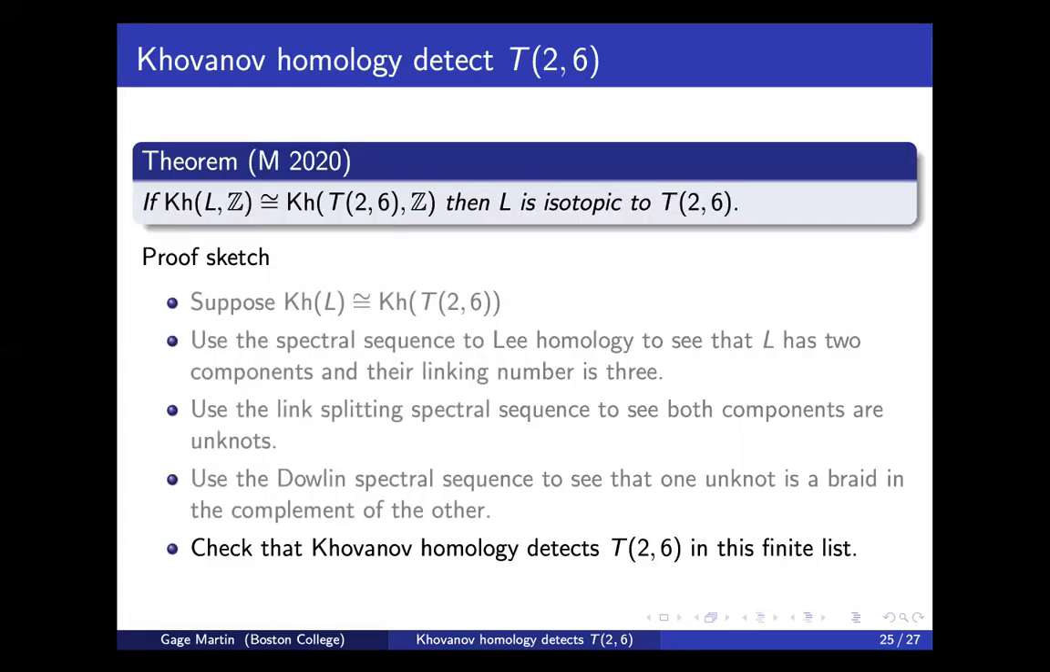So once you've checked that, you've then proven that if the Khovanov homology of L is isomorphic to the Khovanov homology of T(2,6), then your link L is T(2,6), because you've shown that it was in this finite list, but everything in the finite list besides T(2,6), you can check has a different Khovanov homology. So Khovanov homology detects the link T(2,6).